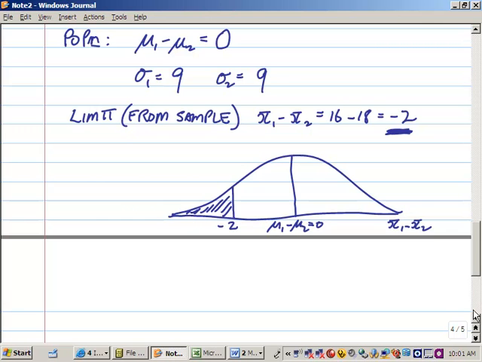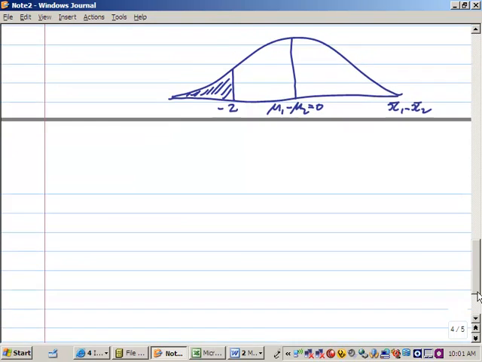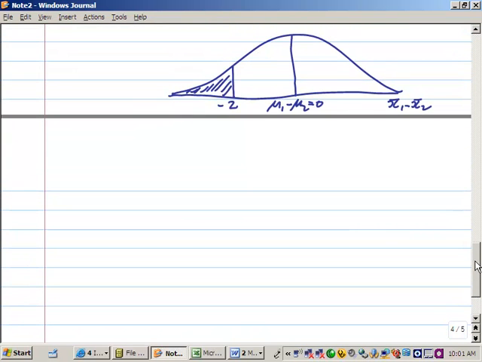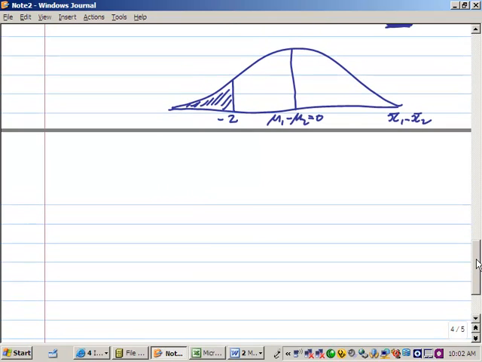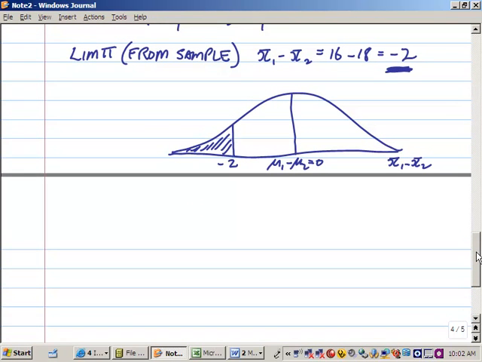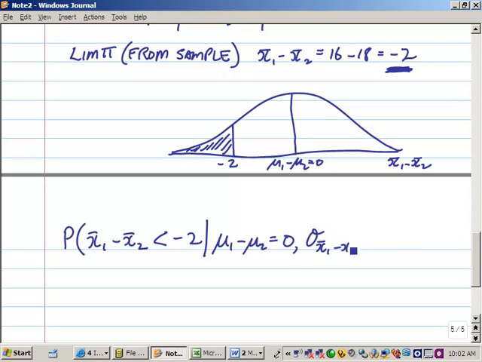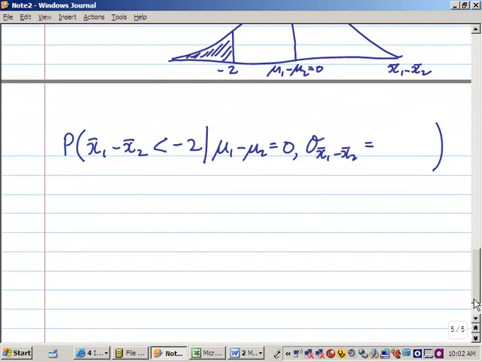Okay, so we're going to translate that to a z, but we can draw our distribution or not. It doesn't matter at this point. Hopefully you don't need to draw your normal distribution. The probability that we're looking for is the probability of x bar 1 minus x bar 2 being less than -2, where the mean of this normal distribution is 0, and the standard deviation, sigma sub x bar 1 minus x bar 2, we have yet to calculate. So let's do that calculation now.